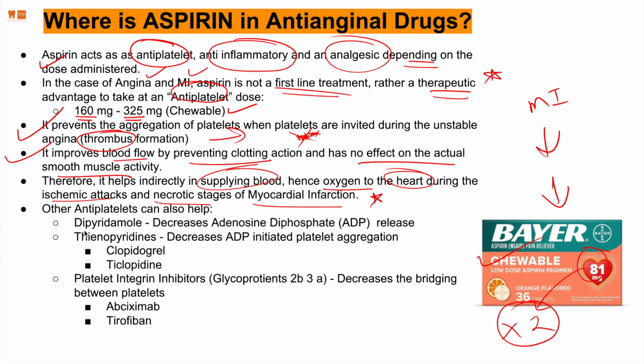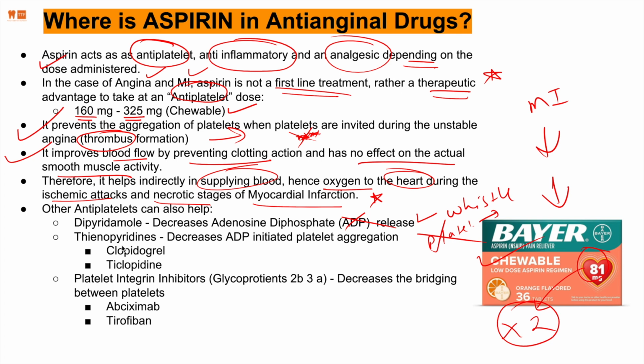We have dipyridamole, which is going to decrease the ADP release. What is ADP? ADP is like a signal. It's like a whistle. When ADP is there, platelets follow. ADP is not there, no platelets follow. So this reduces the adenosine diphosphate.